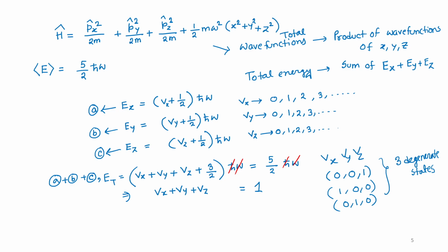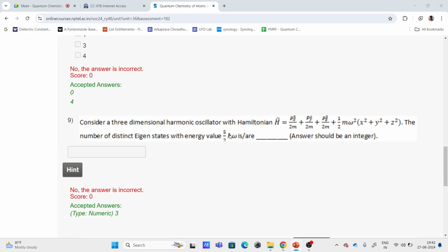So if the question is framed in a similar manner but given with a different total energy, then obviously I hope you will be able to solve the problem, right? The question was like this: the total number of distinct eigenstates with energy value 5 by 2 h cut omega is going to be three states, and we have also shown what those states are going to be, right?